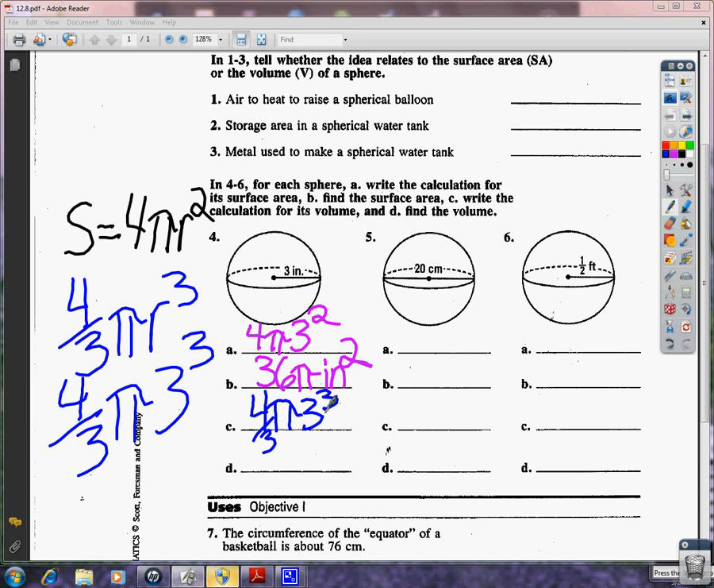So we now have 27. We still need 4/3 pi. So 27 divided by 3 is 9, times 4 is 36. Ooh, this is a strange one, which makes it 36 pi inches cubed. Same exact thing.